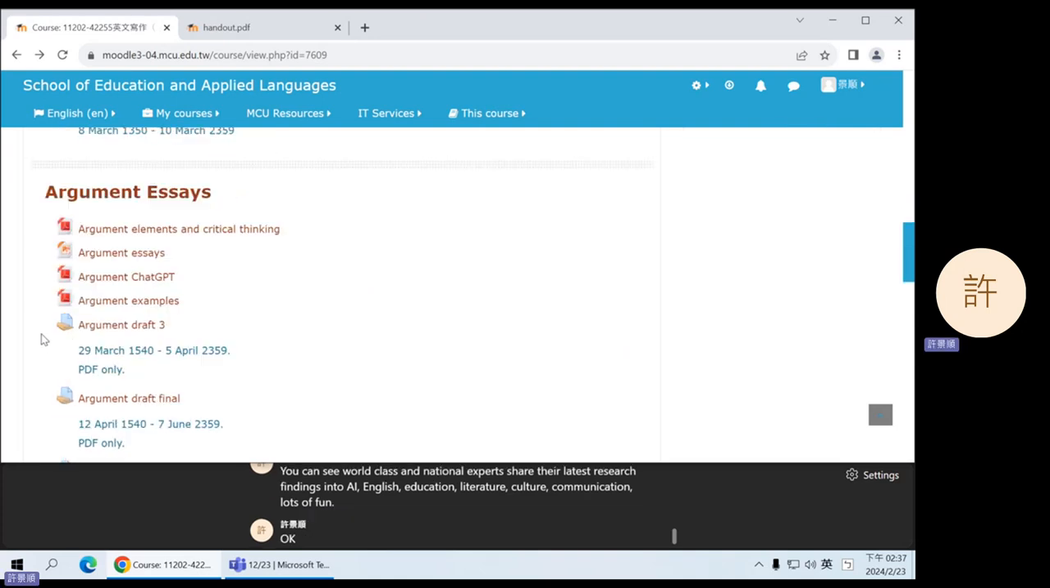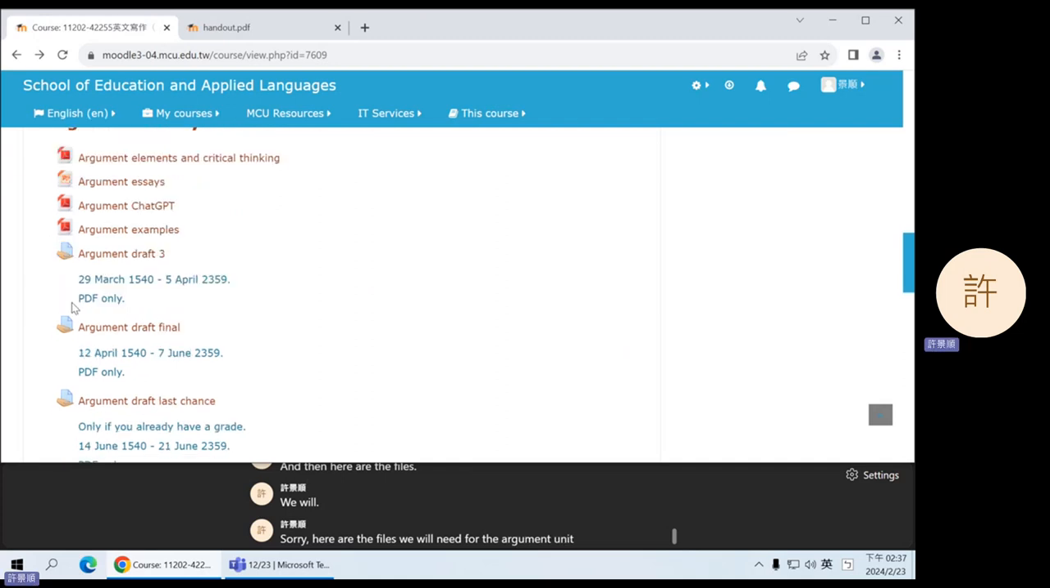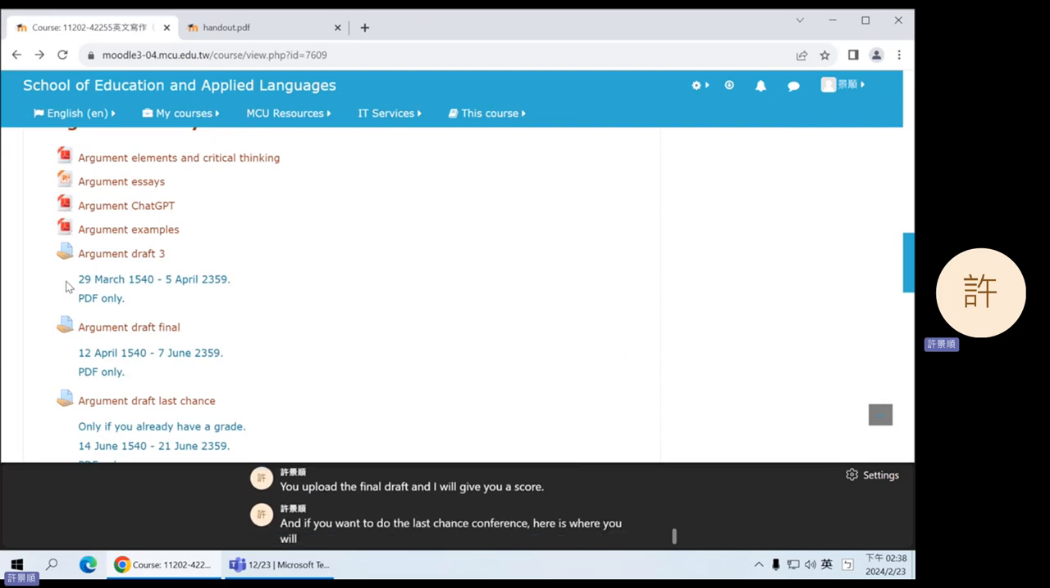Okay, and then here are the files we will need for the argument unit. This is where you will upload draft 3. This is the one that I will go home and edit for you. Here you upload the final draft and I will give you a score. And if you want to do the last chance conference, here is where you will upload your final draft.